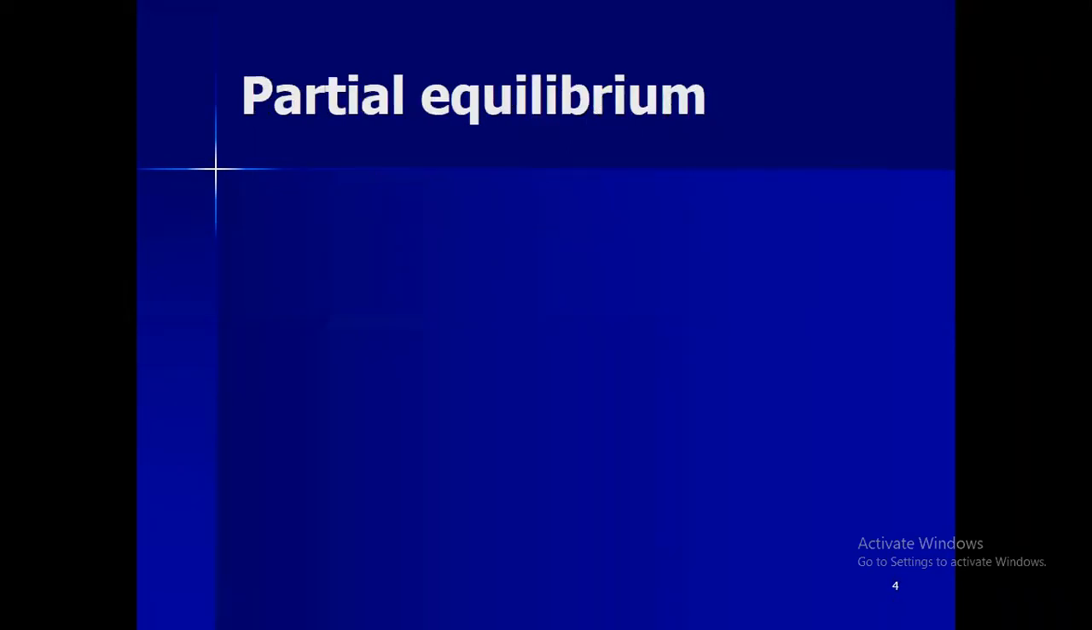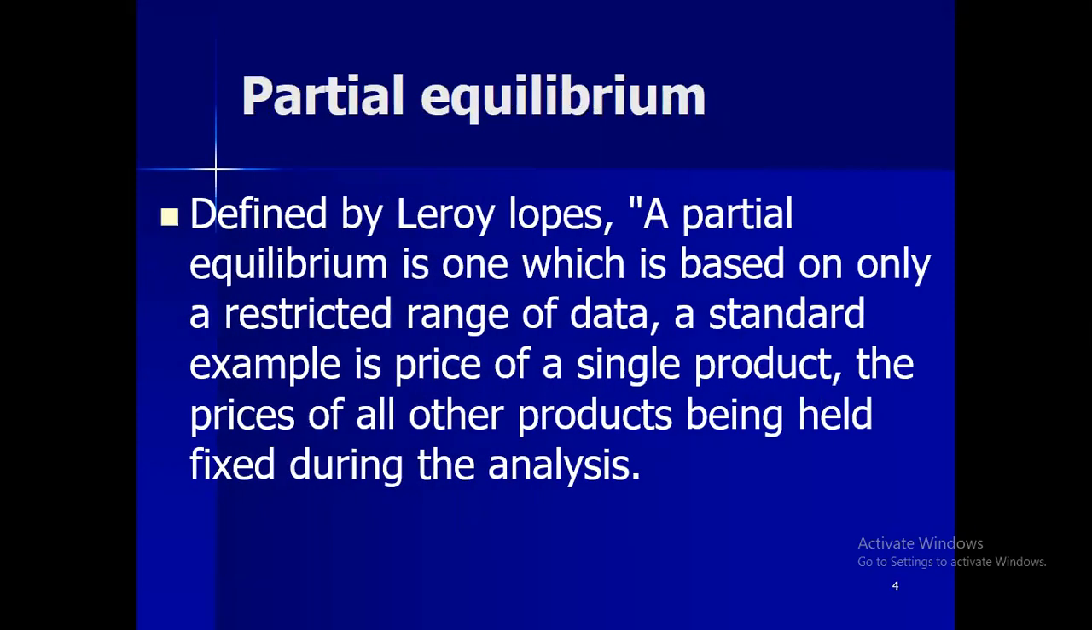So firstly we will discuss partial equilibrium. Partial equilibrium is defined by Leary Loops. A partial equilibrium is one which is based on only a restricted range of data. A standard example is the price of a single product, the price of all other products being held fixed during the analysis. We will discuss only one market here, where we discuss the price of the particular good, and the price and quantity of that particular good.